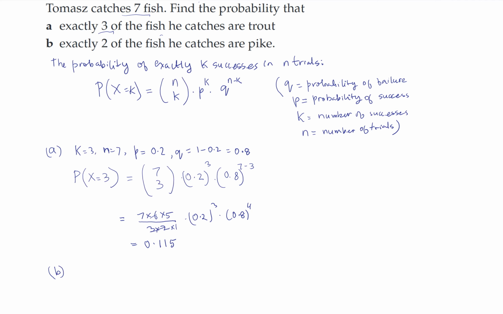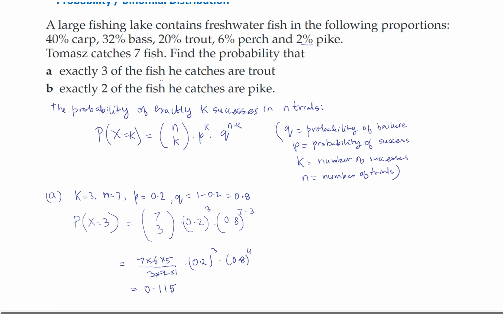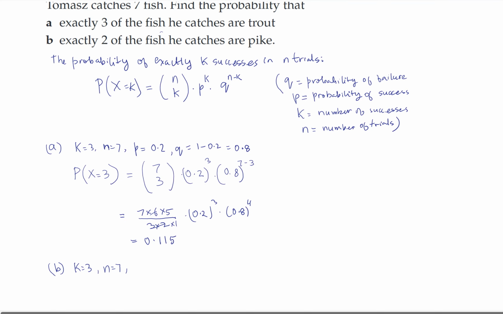And then for the B part, what I can do is, here K is different, so number of successes is exactly 2. So in this case, K is 2, and then n is of course 7, and then the probability of success. So for the pike, it's going to be 2%, so 0.02. So P is 0.02 and Q is going to be 1 minus 0.02, that is 0.98.